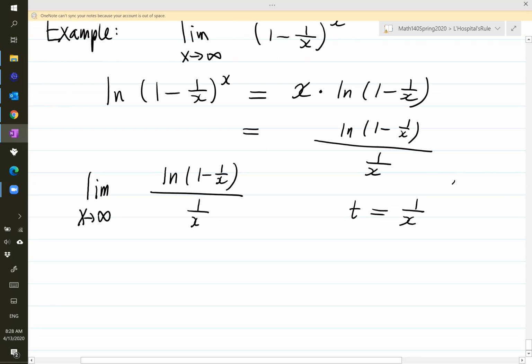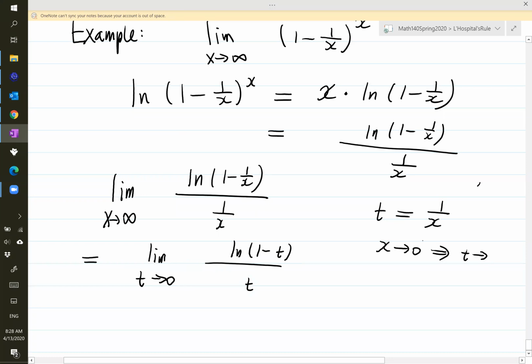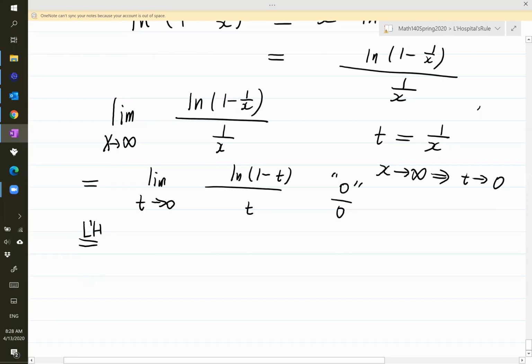Let t be 1 over x. So 1 over x will be t, and ln(1 minus 1 over x) becomes ln(1 minus t), with the limit as t approaches 0. As x approaches infinity, t approaches 0 from the plus direction. Then we can apply L'Hopital's rule. Check again: this is 0 over 0 by plugging t as 0. Then by L'Hopital's rule we take the derivative of ln(1 minus t) over the derivative of t.